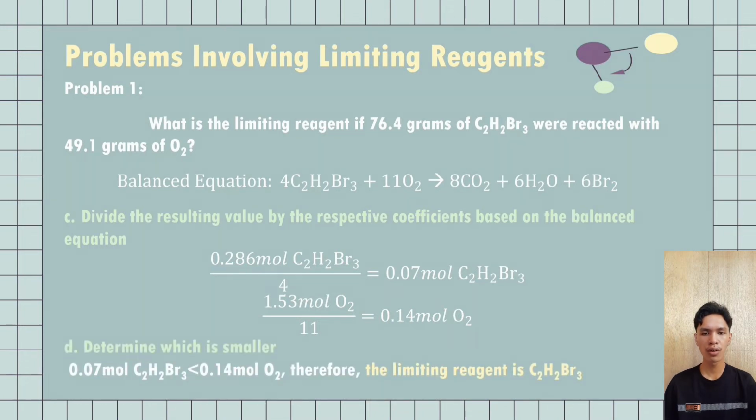The one with a smaller mole per coefficient ratio will be the limiting reagent. Since the mole per coefficient ratio of tribomethane is smaller than the mole per coefficient ratio of oxygen gas, therefore, the limiting reagent is tribomethane.